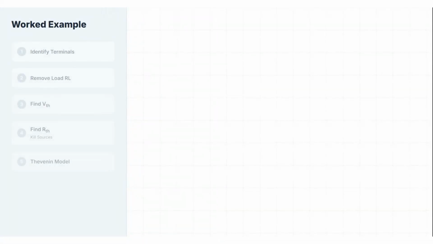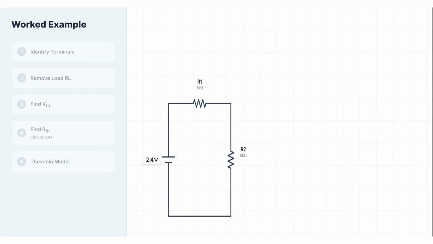All right, let's put everything together with a complete example. Here's the circuit. We have a 24-volt DC voltage source on the left. Connected to it is a 3 kiloohm resistor, R1. From that node, two branches split. One branch has a 6 kiloohm resistor, R2, going to ground. The other branch has a 2 kiloohm resistor, R3, connected to a node, and from there, a load resistor, RL, connects to ground. Our goal, find the Thevenin equivalent circuit as seen by RL.